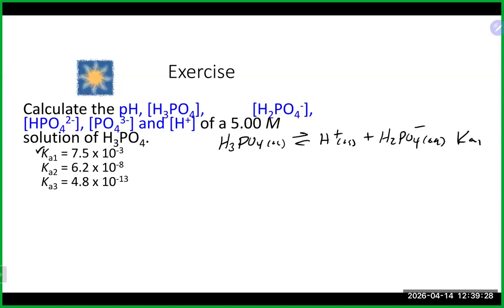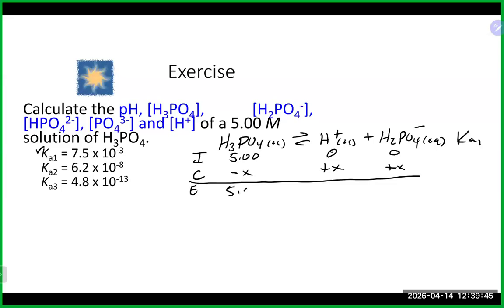So to do this, we're going to do an ice table. So we will start with our 5 molar here. We're going to go 0 and 0. Change is going to be minus X, plus X, plus X. And we're going to end up with 5 minus X, X, and X. Any questions so far on the table?